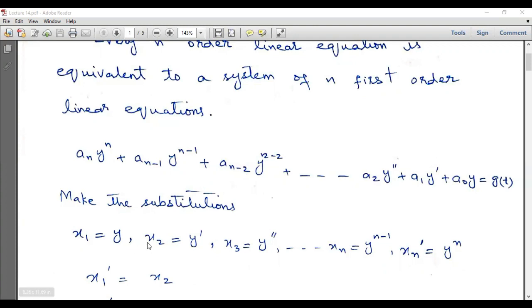Okay, so x2 is the derivative of x1, right? So x1 is equal to y, x2 is equal to the derivative of y, x3 is equal to the double derivative of y, and so on. xn is equal to the (n-1)th derivative of y, and the derivative of xn is equal to the nth derivative of y.